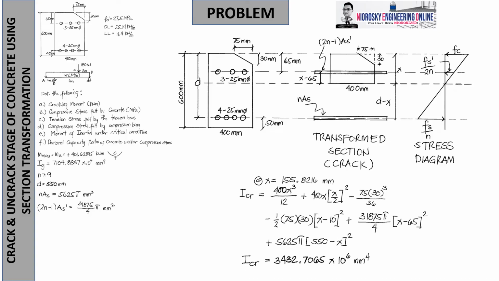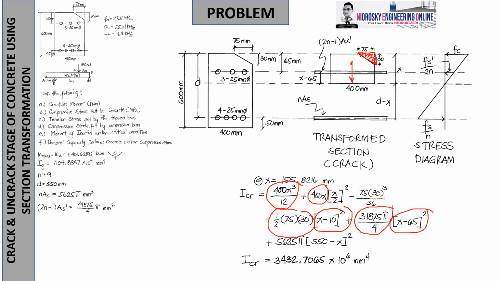So, using the inertia, same procedure again: bh cubed over 12 for the full rectangle, plus the area times the distance to the centroid, which is x over 2. Then you have a notch, so minus the triangular area shaded in red: minus 75 times 30 cubed over 36, since it is a triangle, and minus again the area times the distance squared, x minus 10, since 30 over 3 is 10. Plus the 2n minus 1 as prime times the distance raised to 2.